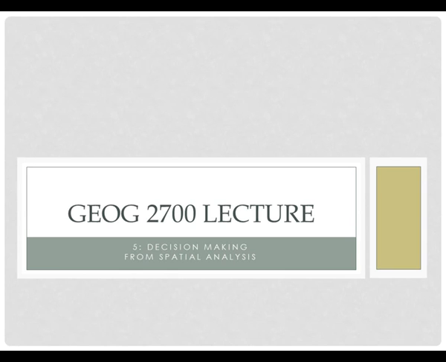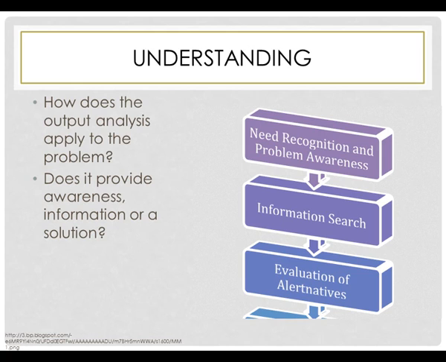In the next section, we'll take a look at some decision-making processes from spatial analysis. First of all, the level of understanding. This is very important, and it goes back to your awareness of the situation at hand and of the topic you're looking at. So first of all, understanding how does your analysis apply to the problem. Does it provide awareness or information or solution? How do you recognize those factors? What kind of information do you need? What kind of data do you need? How do you evaluate alternatives?